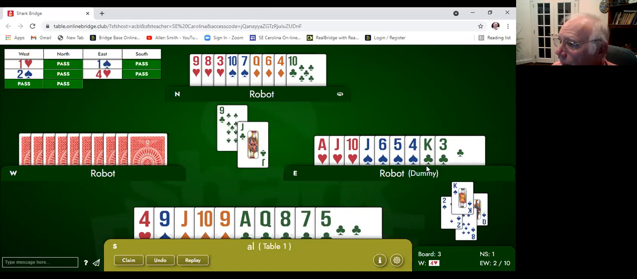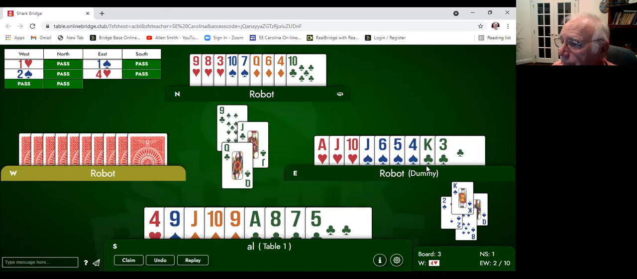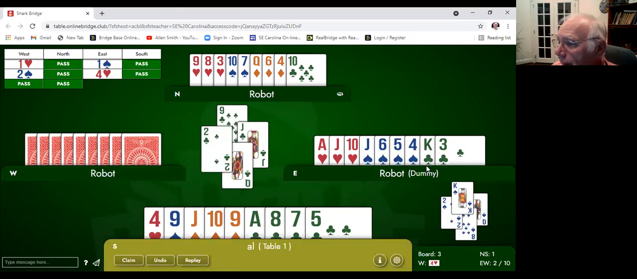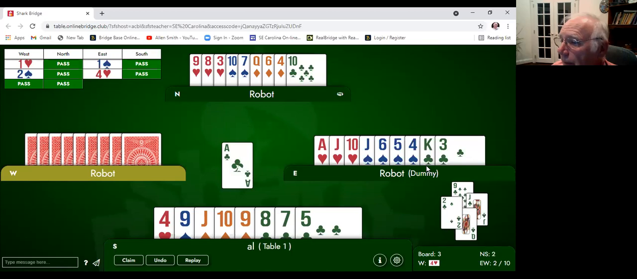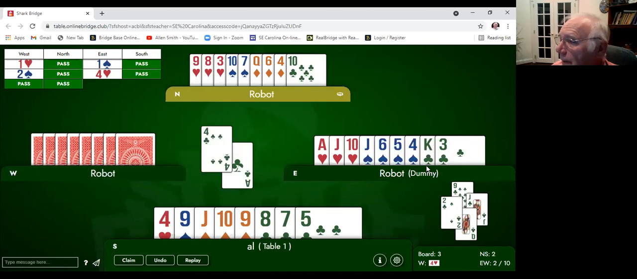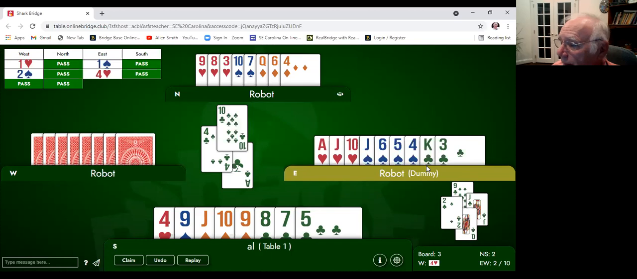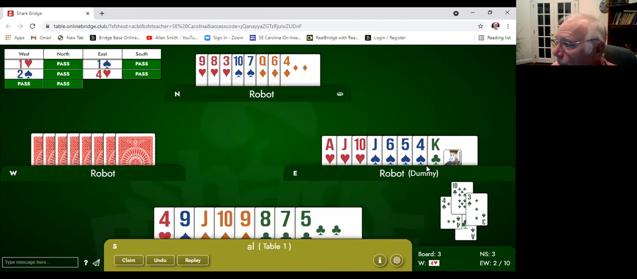Okay, but lo and behold, I take the queen. All right, now we play the ace of clubs. We can see there's 3 clubs in the dummy. The 10 comes out. Because we can count, we're paying attention, we know that the declarer has the king of clubs. All right, now what we're going to do is go ahead and lead another club for our partner to trump.